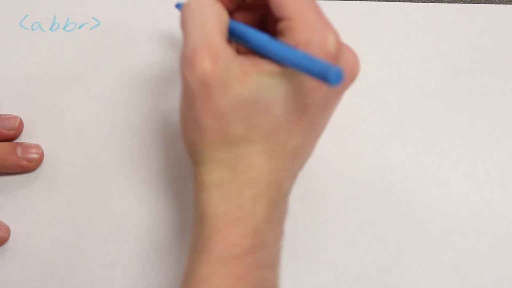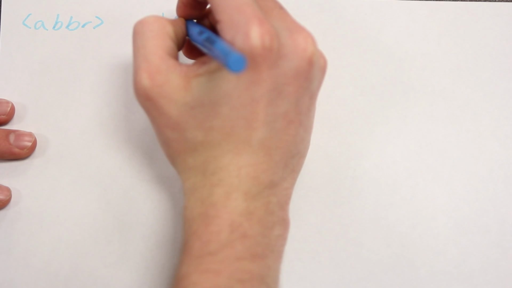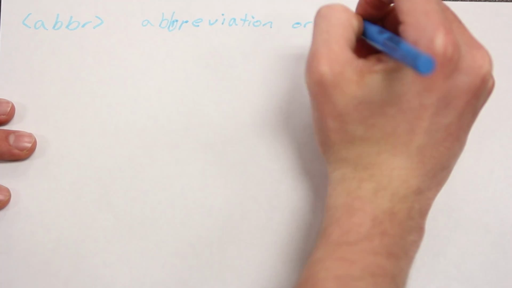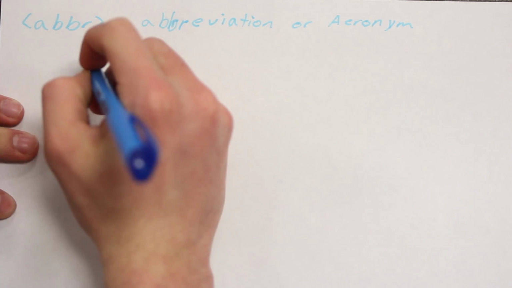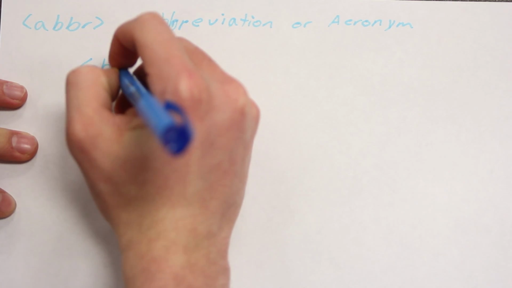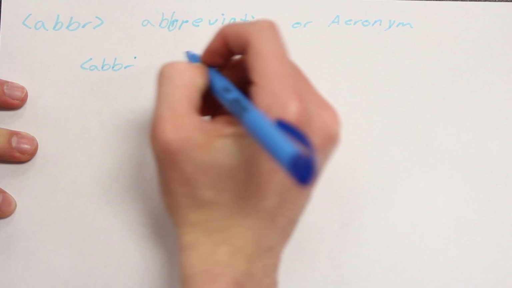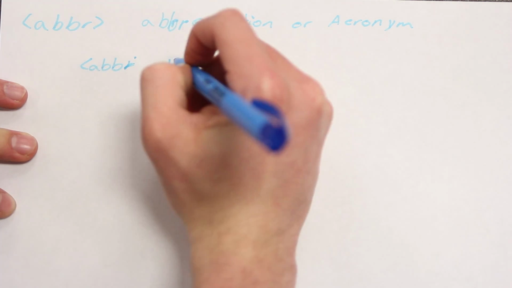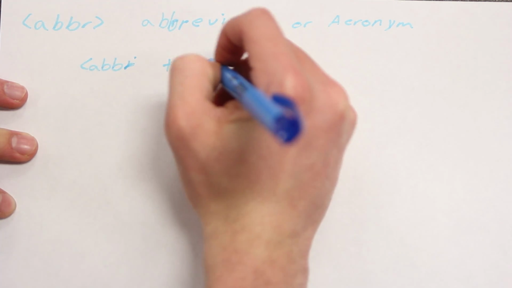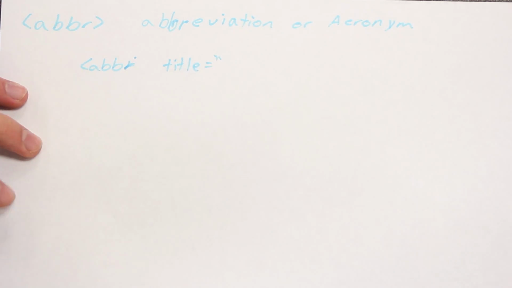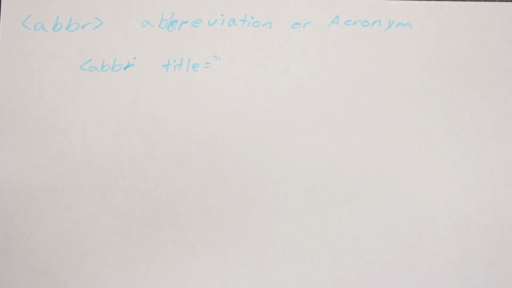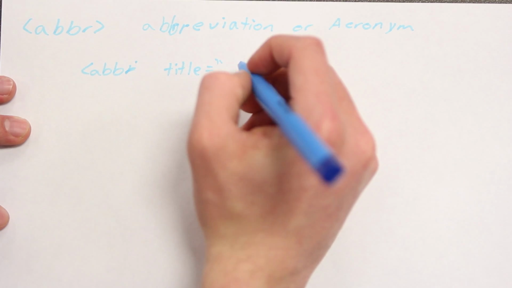Alright, so the first tag I'm going to be talking about is the abbreviation tag, which is abbr. And this defines an abbreviation or an acronym. The syntax for the abbreviation tag is fairly simple. You open the abbreviation tag. Inside of the opening tag, you put in the title attribute, and then you set that equal to whatever the abbreviation stands for. So this is going to be World Wide Web.